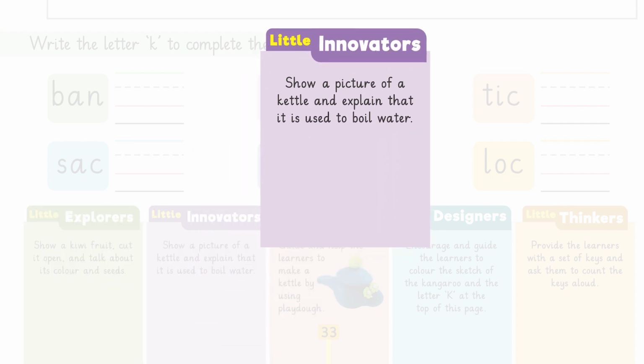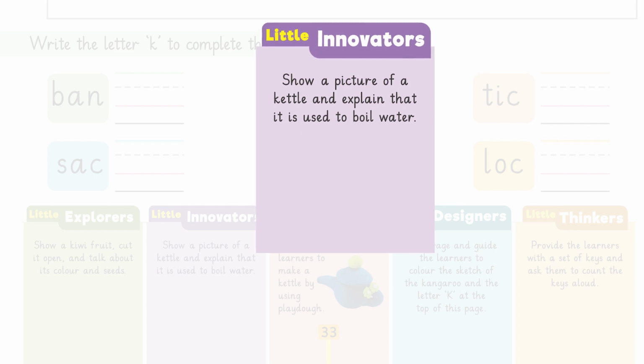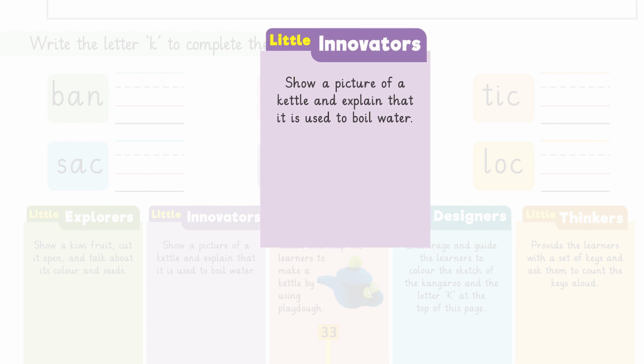Then they are little innovators. Show a picture of a kettle and explain that it is used to boil water. You have to show them a picture of a kettle, or you can even show them a real kettle, and tell them that it is used to boil water or any other thing in that.